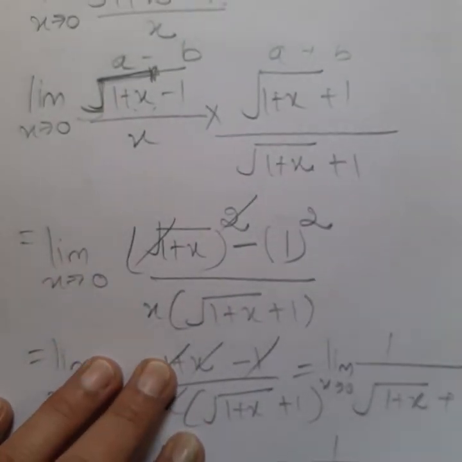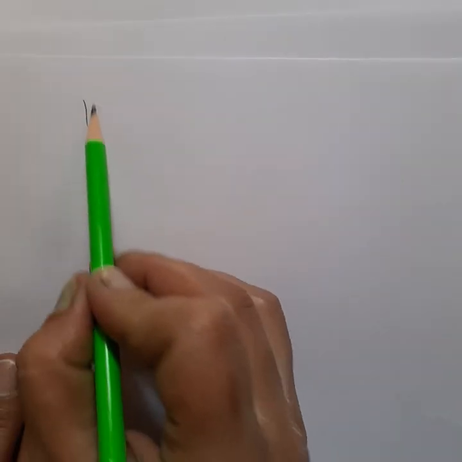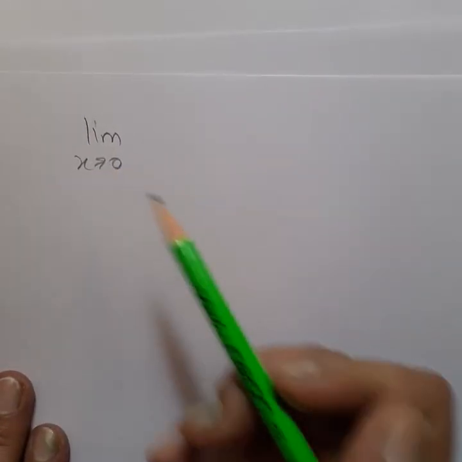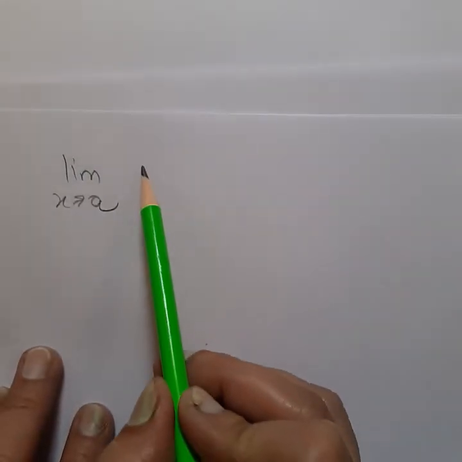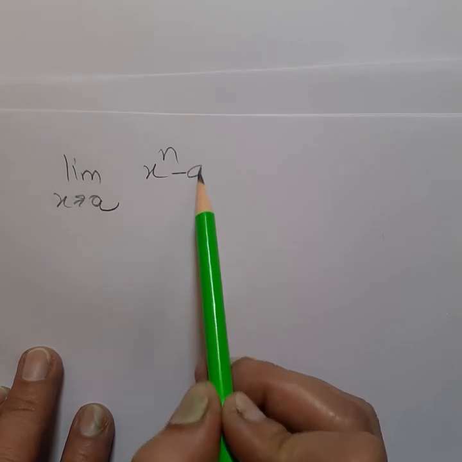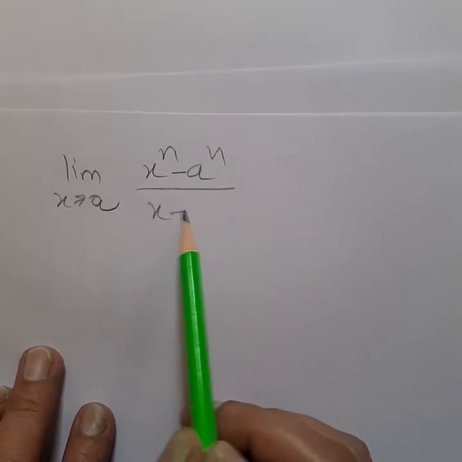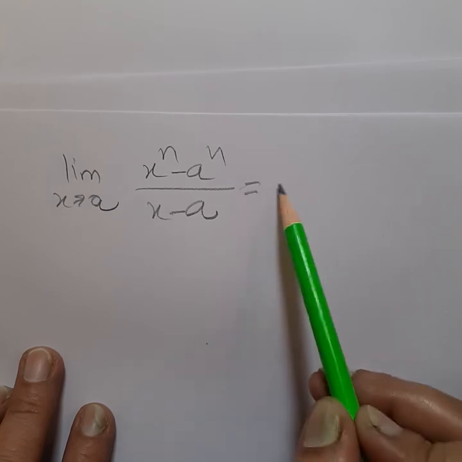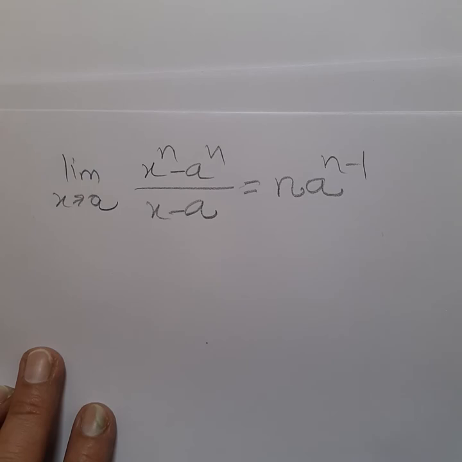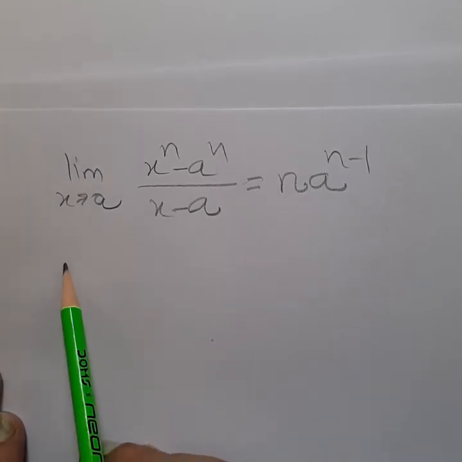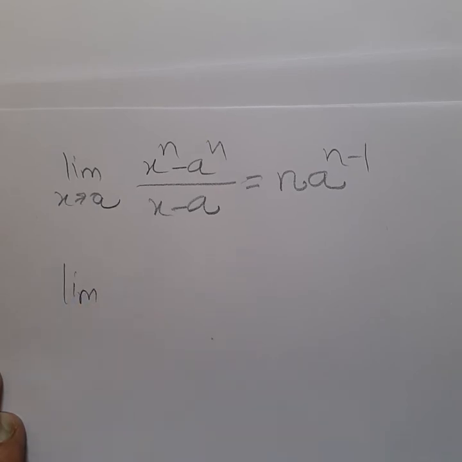Now we move on to our next method, and we can see this formula: limit x tends to a, if you have the function x to the power n minus a to the power n upon x minus a, that is equal to n a to the power n minus 1. Okay, now how can we use this formula?